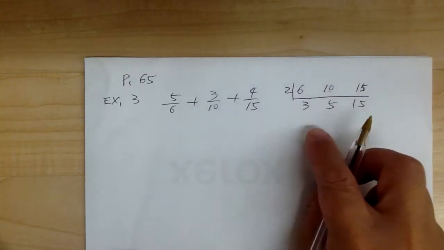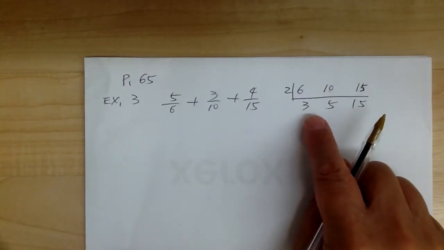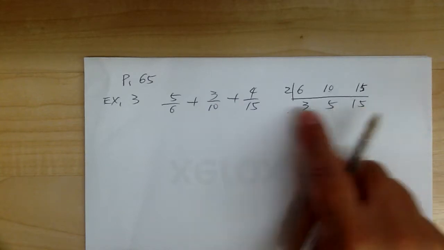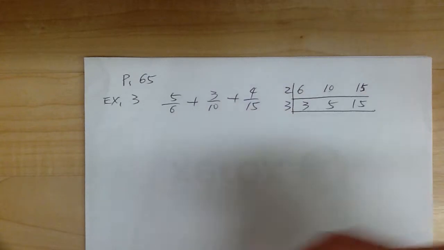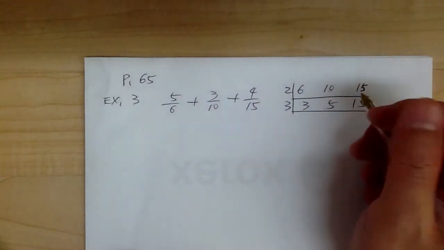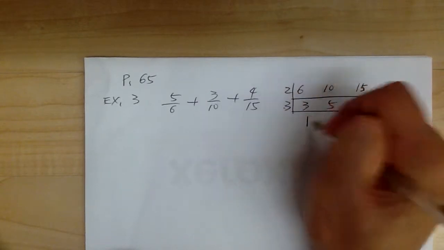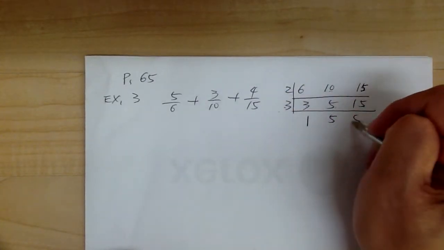And after that, you can divide by 3 or 5, doesn't matter. Because both of these can divide by 3, right? So these two, divide by 3. And whenever you can, try to go in order. It's like 2, 3, 5, 7. Okay? So 3 divided by 3, you get 1. 5 divided by 3, cannot, so you leave it alone. 15 divided by 3, it's 5.